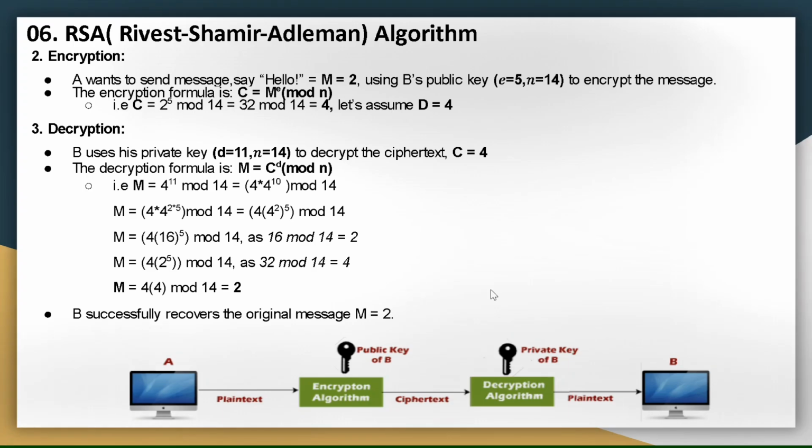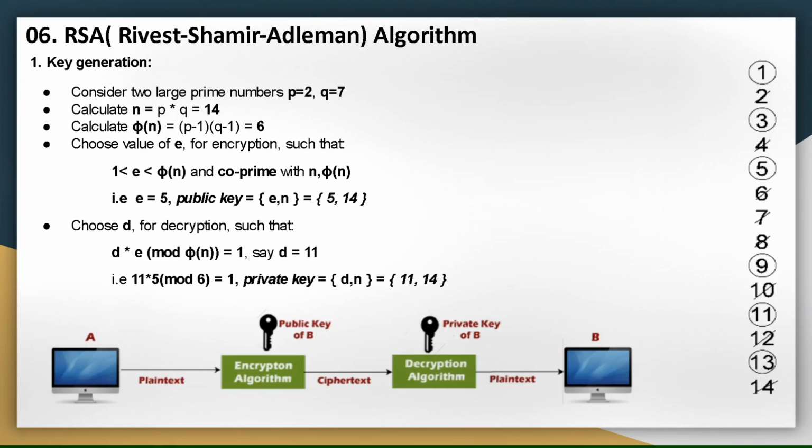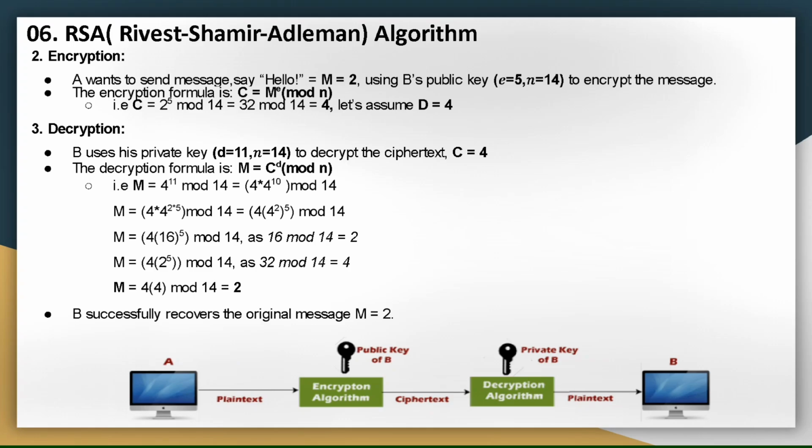Okay, moving further, now the encryption part. Now we have the keys here, private and public keys. Now moving to the encryption part. So let us say A wants to send the message hello, which is equivalent to, let's say, m, which is again equivalent to 2, just to match the value after decryption. So we are saying that hello equals 2, which equals m.